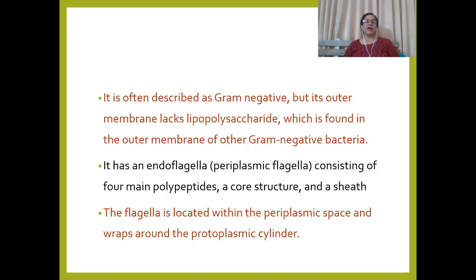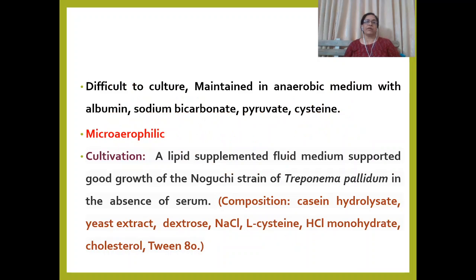The endoflagella of this organism is again a unique one. It is also called a periplasmic flagella. This periplasmic flagella is composed of total 4 polypeptides, as well as there is a core structure and one sheath. These flagella are located within the periplasmic space and so called periplasmic flagella, and they wrap around the protoplasmic cylinder, because of which that corkscrew-like motility of the organism is observed in the viscous environment.